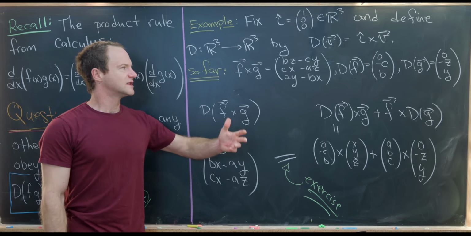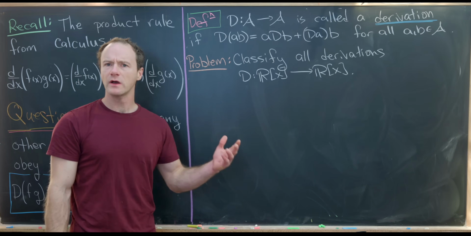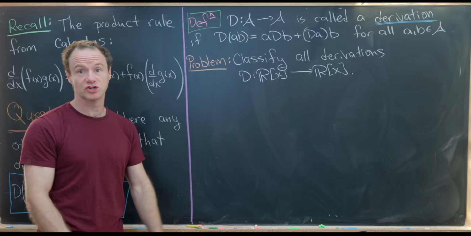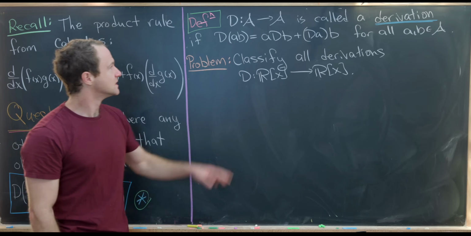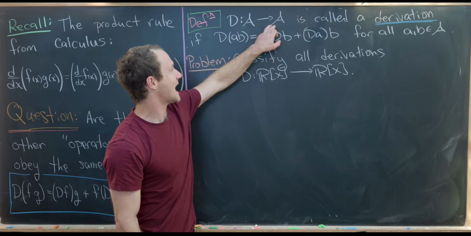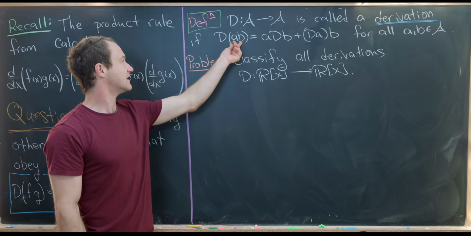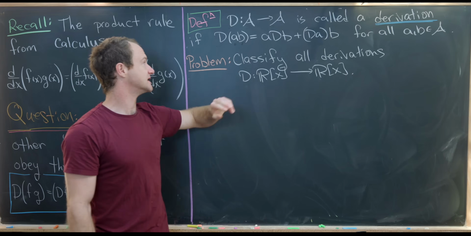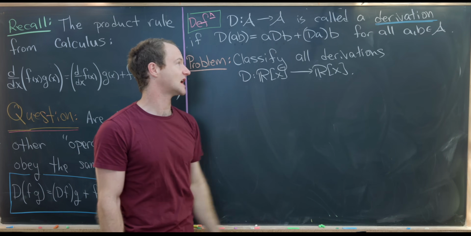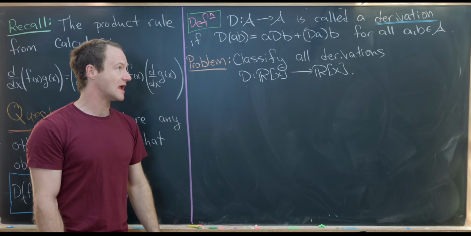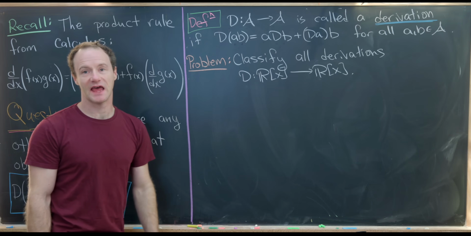Okay, so let's maybe get rid of this and we'll look at a little bit more universal of an example. To put a name to the structure that we've been talking about, we have the following definition. We have D from A to A is called a derivation if D evaluated at A times B is equal to A times D evaluated at B plus D evaluated at A times B, and that's for all A, B in A. And now you might say, well, what is this space A?